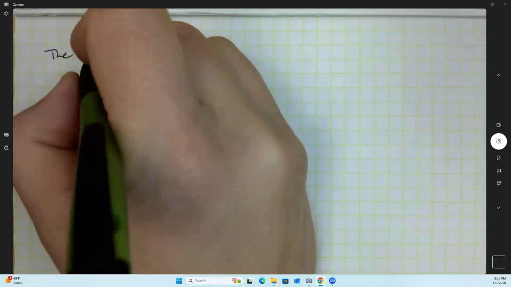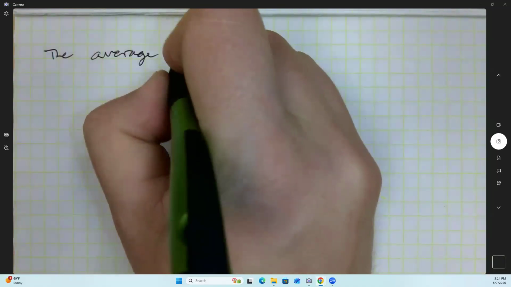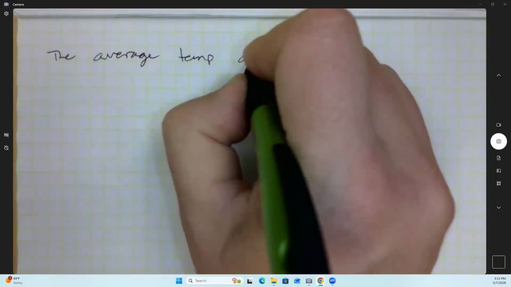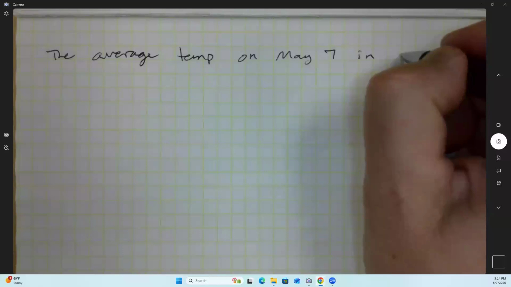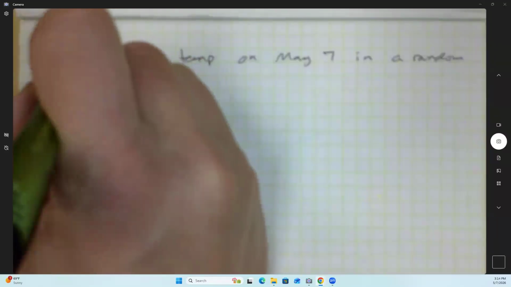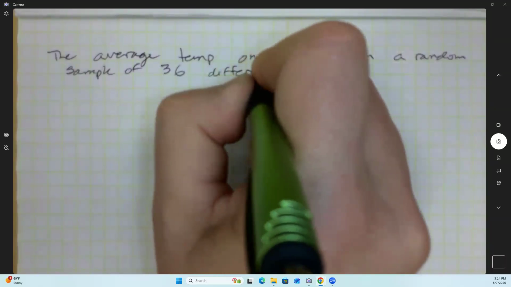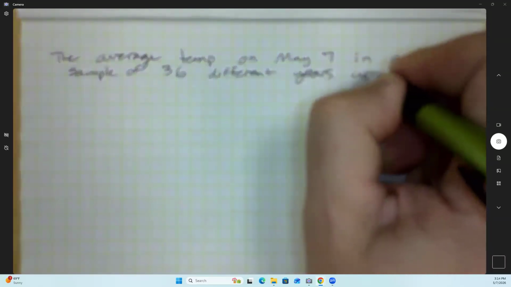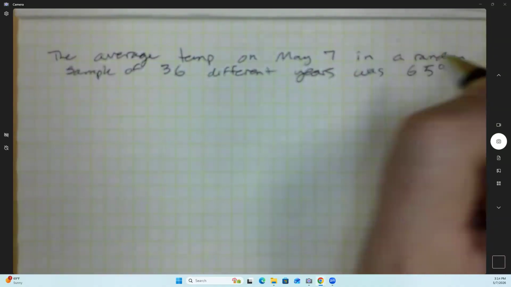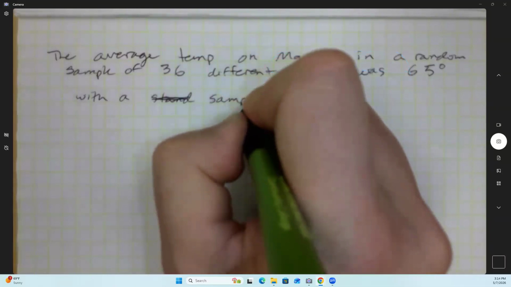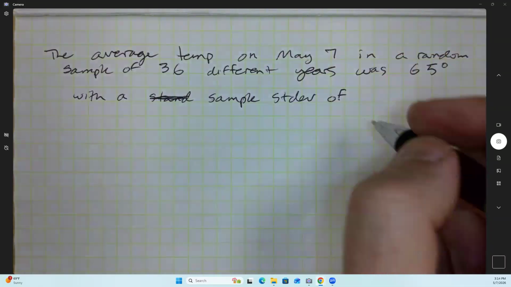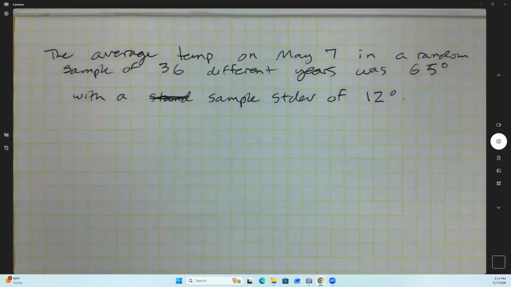So the average temperature on May 7 in a random sample of 36 different years was 65 degrees with a sample standard deviation of 12 degrees. Right? So you could have some real hot days, you could have some real cold days.